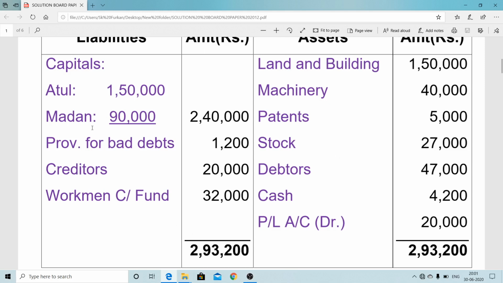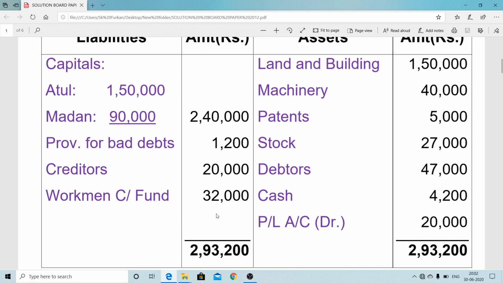Now on the liability side, Atul's capital 1,50,000, Madun's capital 90,000, total capital 2,40,000. After that, provision for bad debt related to debtors, a current liability, 1,200. Creditors, a current liability, outsider or external liabilities. Workmen compensation fund 32,000, subject to instruction. If there is a claim, we should see how much claim there is from the workers' side.